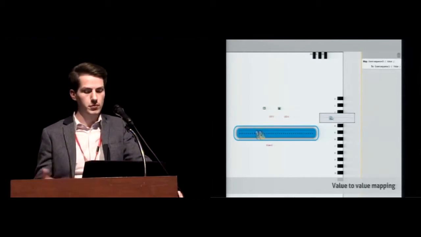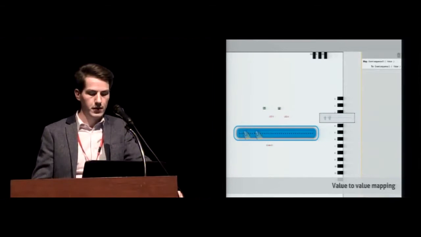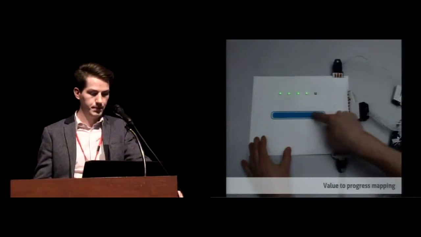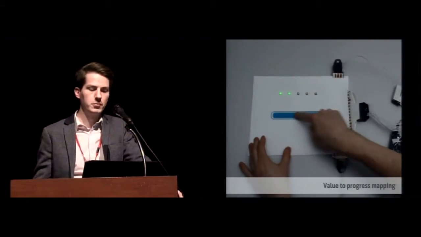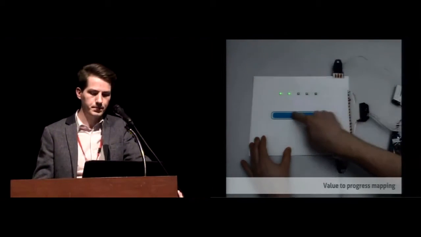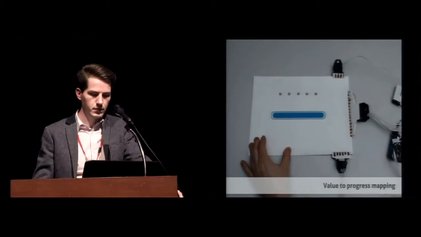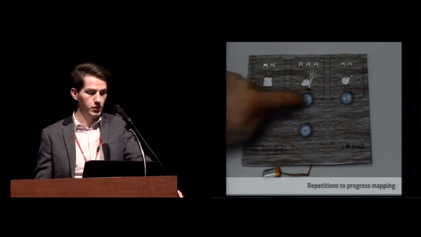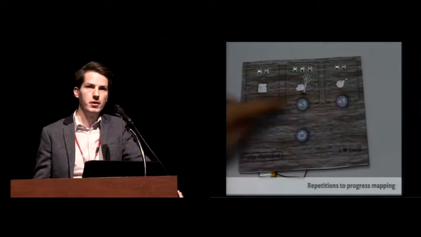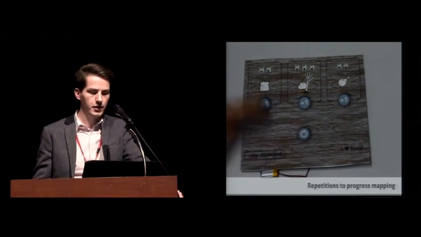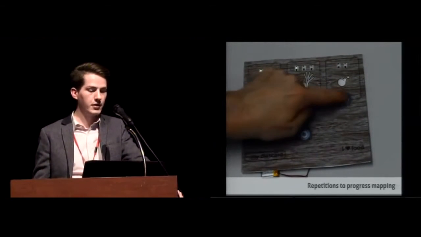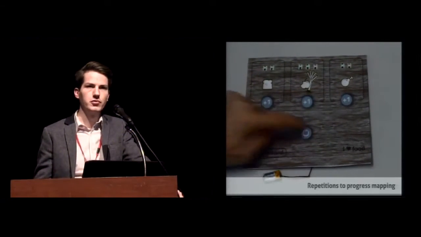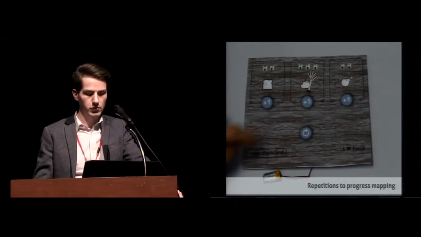We actually have many more derived parameters. For example, in this example, the value of the slider is mapped to the number of LEDs that light up. Or in this prototype, the number of times you press a button is mapped to the number of LEDs that light up. This is actually a diet card, on which you can track your food consumption during the day. And after the day, you can just reset the card.